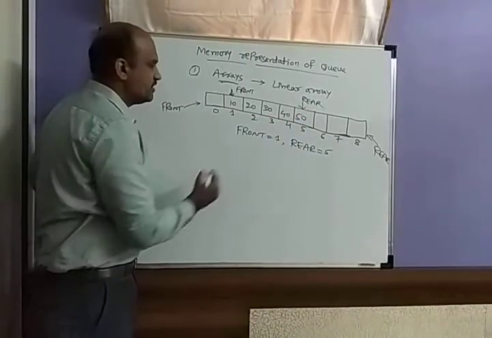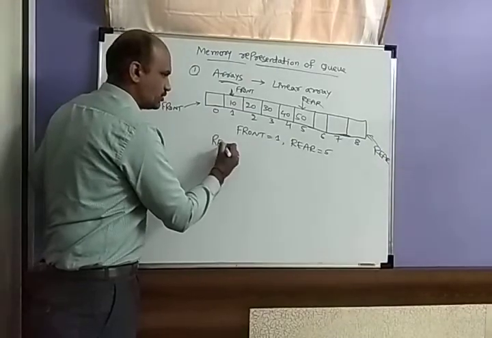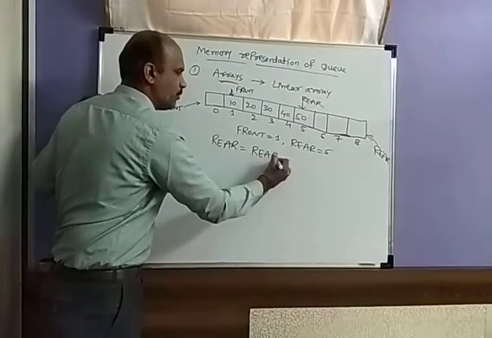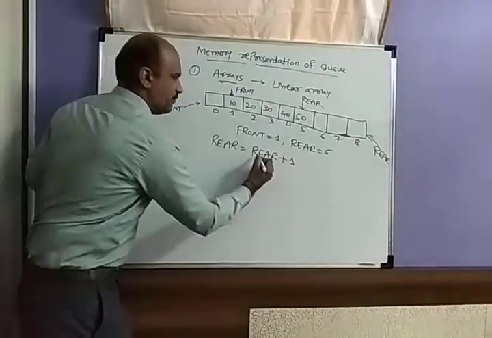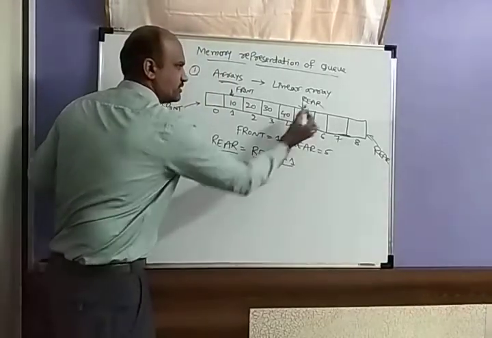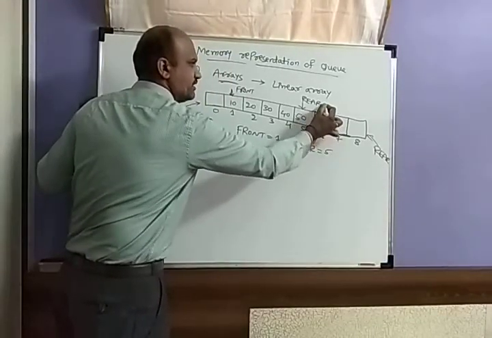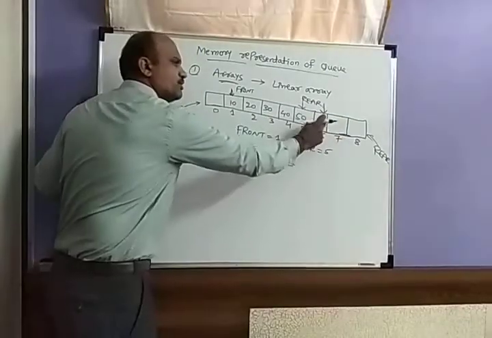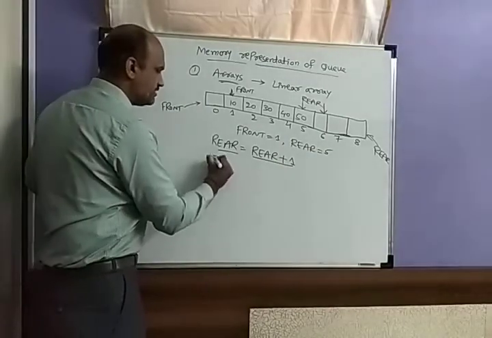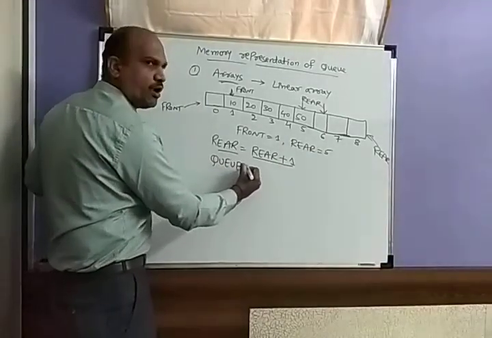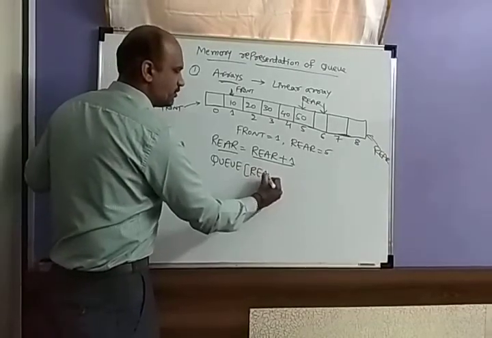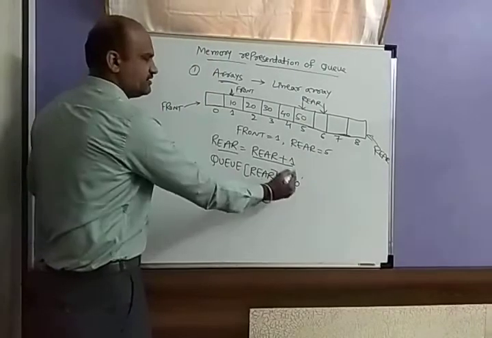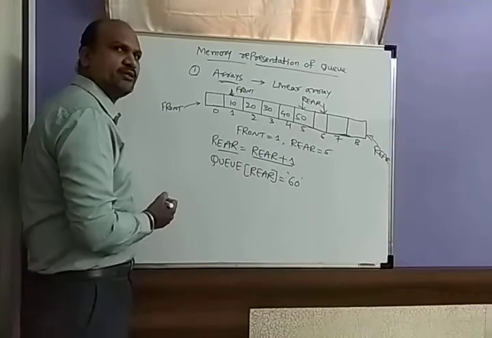Okay, memory representation. When I insert, what do I have to do? Rear is equal to rear plus 1. When you do rear plus 1, the rear is incremented. Then you insert the element: queue of rear, I will insert another element, that is 60. Then here the element will be inserted.